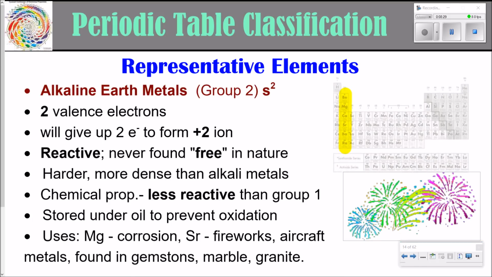The second group we're going to talk about is the alkaline earth metals. They are S2, and they have 2 valence electrons, so when they give those 2 valence electrons up, they're going to form a +2 cation. They're very reactive, although they are less reactive than group 1, the alkali metals. And generally, they're also stored under oil to prevent oxidation.